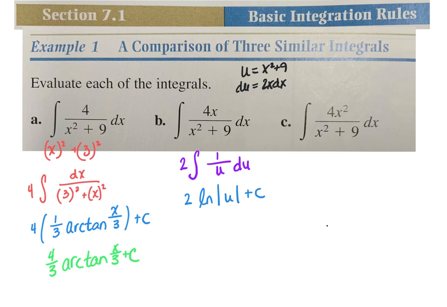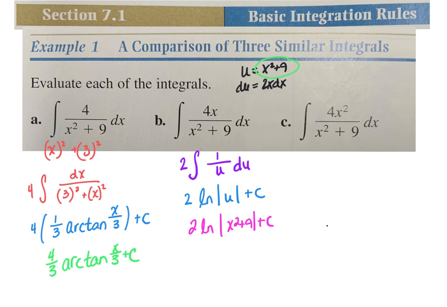And then what's my last step here? Yeah, I need to take this guy and plug it back in. So I have 2 natural log of x squared plus 9 plus c. All right? 2 natural log of x squared plus 9 plus c. And you can put parentheses or absolute value there. You really don't have to have absolute value.